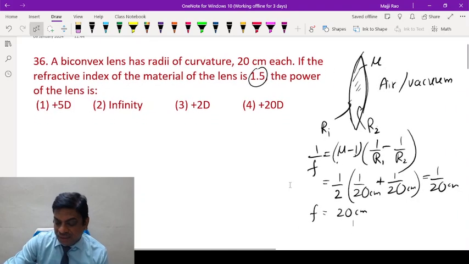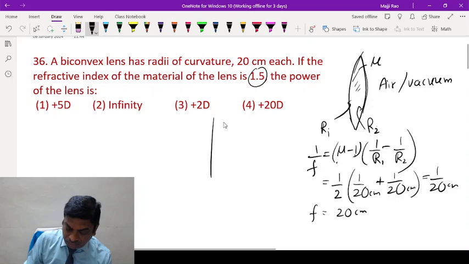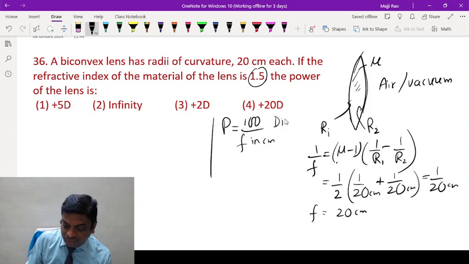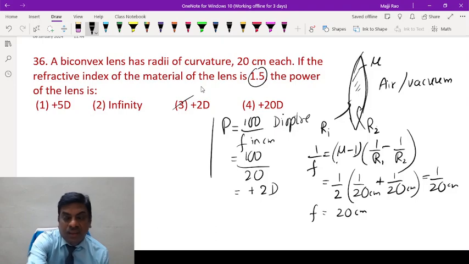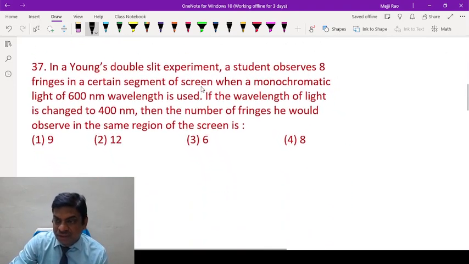So the power of the lens is 100 upon focal length in centimeter. You will get power in diopter. So this is the formula. So 100 by 20, that is 2 diopters. Third option is the correct option. Moving on to the next question, question 37.